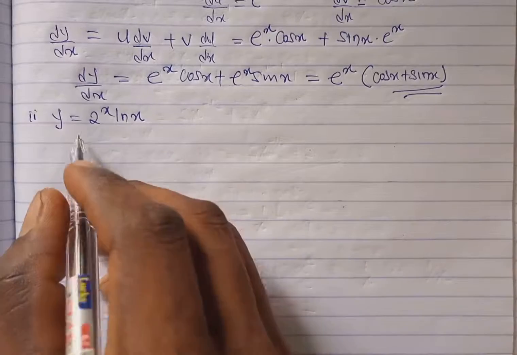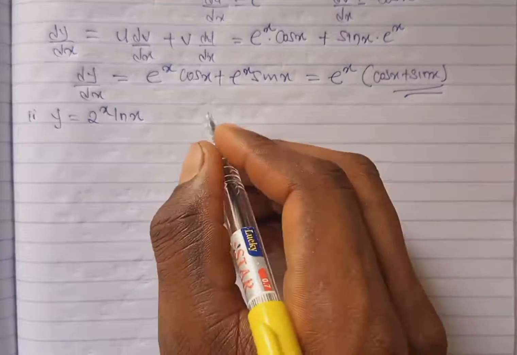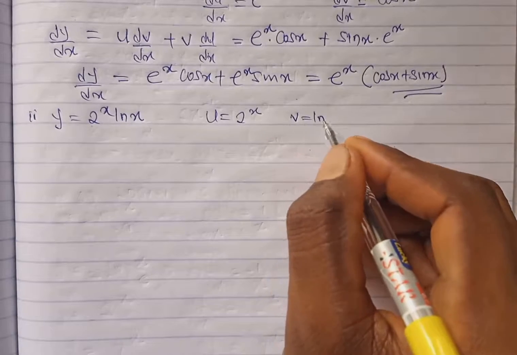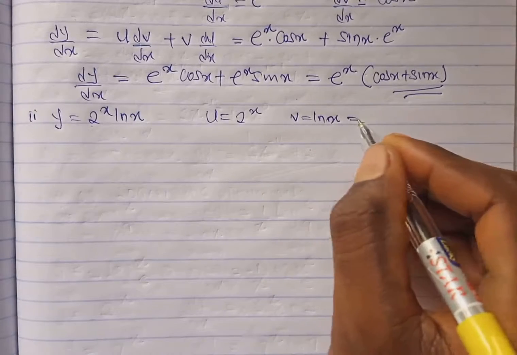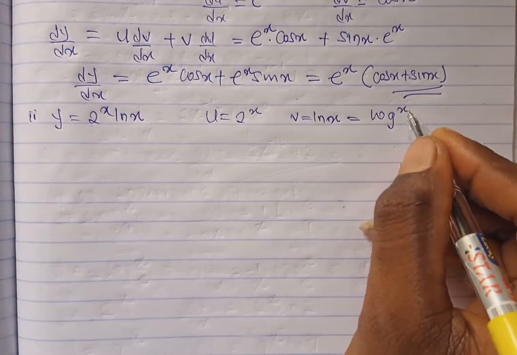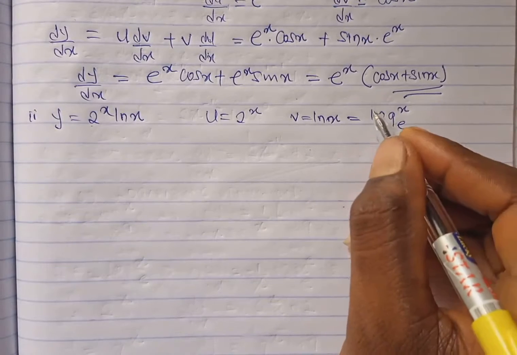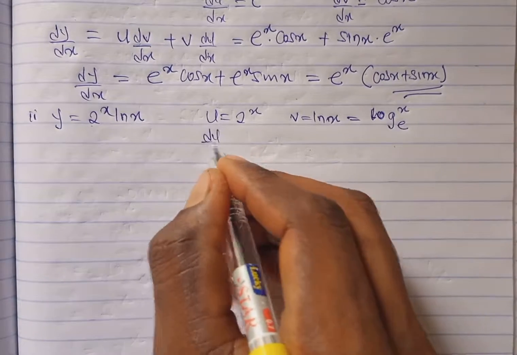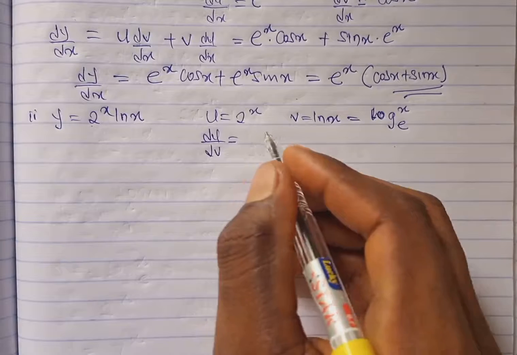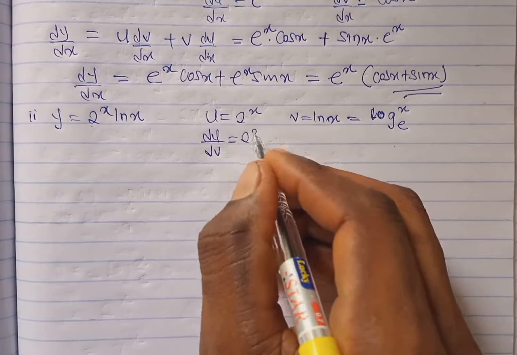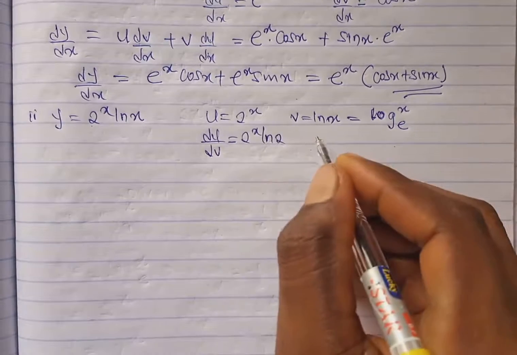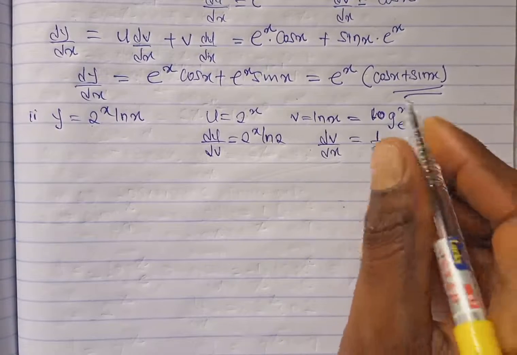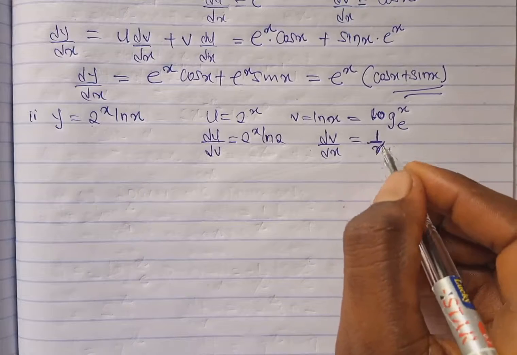Here you have two functions also. You simply say your u is 2 raised to the power of x and your v is ln x. Don't forget that ln x is the same thing as log x base e, and you know how to differentiate it. In the last video, the differentiation of 2 raised to the power of x is 2 raised to the power of x into ln 2, and the dv/dx is 1 over x. The differentiation of ln x is 1 over x. So it's as simple as that.